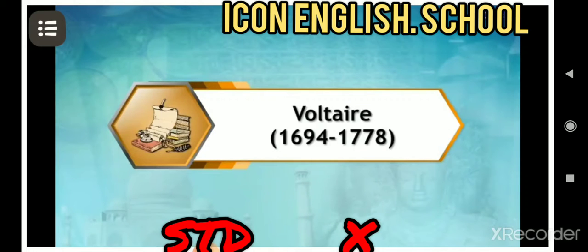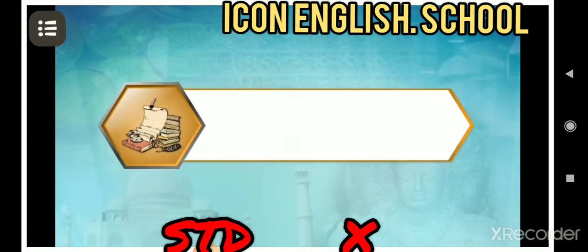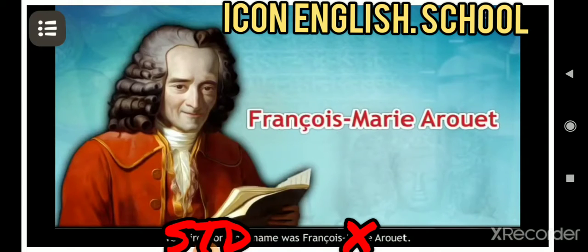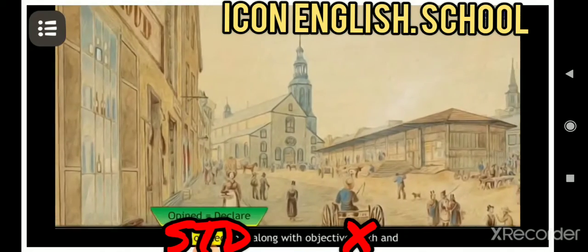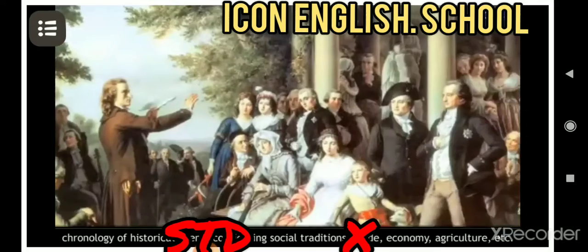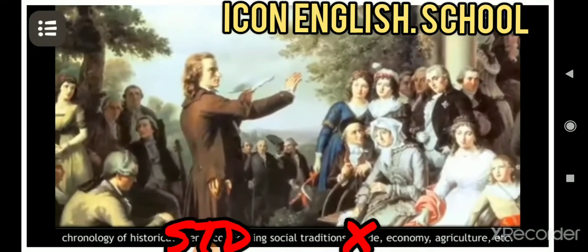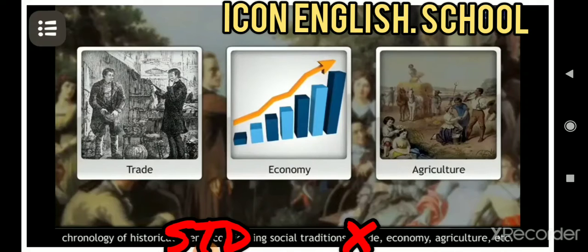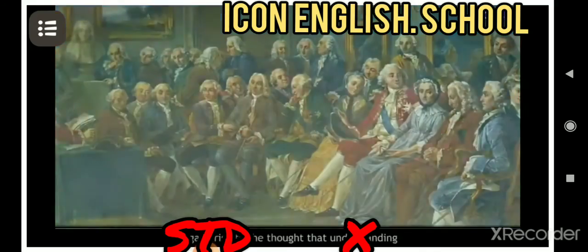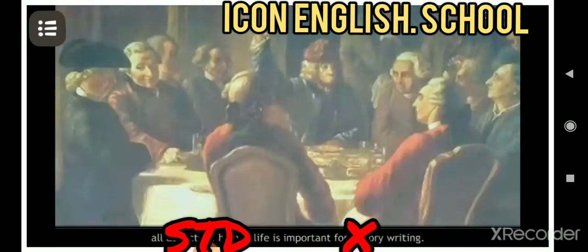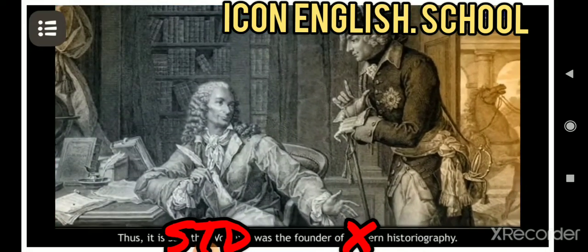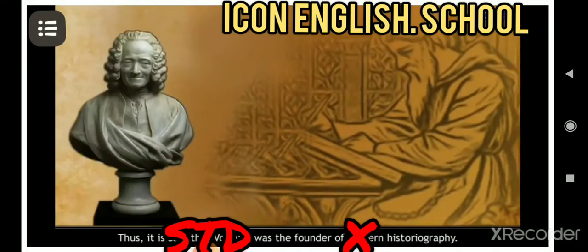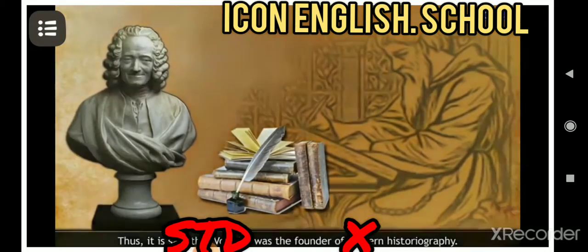Voltaire, 1694 to 1778. Voltaire's original name was François-Marie Arouet. He was French. He opined that along with objective truth and chronology of historical events, considering social traditions, trade, economy, agriculture, etc., was also equally important in historiography. It gave rise to the thought that understanding all aspects of human life is important for history writing. Thus, it is said that Voltaire was the founder of modern historiography.